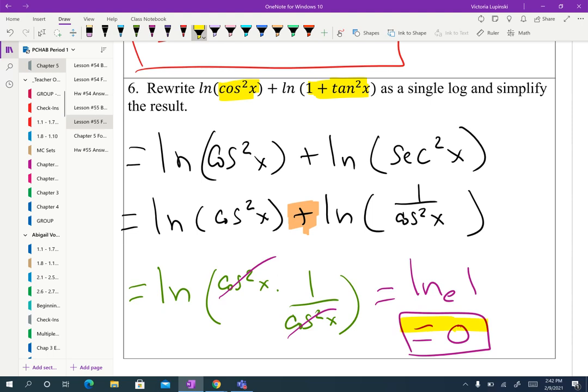And God, I want to live in a world all the time where that big, messy, ugly problem turns out to just be 0. Oh, that is the dream.